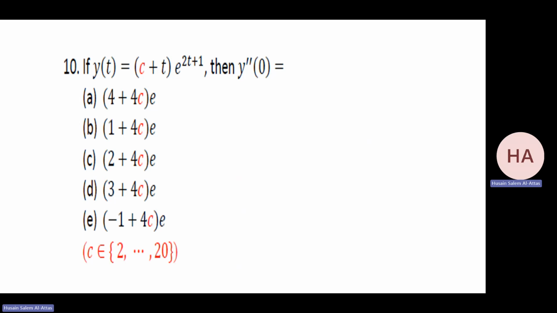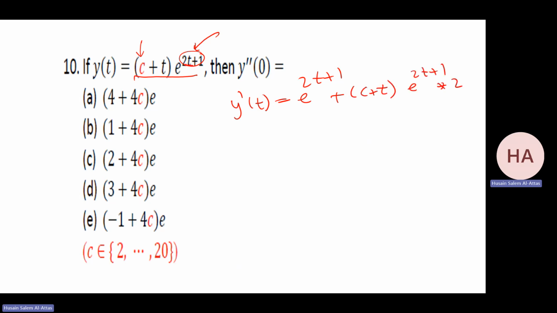If 5t equal this, find y double prime. You want to find y double prime. So we need to do it step by step. Y prime, product rule. This is a constant. C is a constant. So it will be e to the power 2t plus 1. Actually, I need the chain rule to find the derivative of this. But it's okay. We'll do it. C plus t. This is I need the chain rule. E to the power 2t plus 1 times 2.